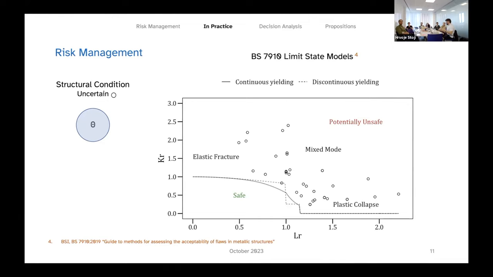There are two main focuses of this standard. One is forecasting future crack growth, and then the other is trying to estimate what we would call the limit state, the point at which the crack becomes predicted to fail.